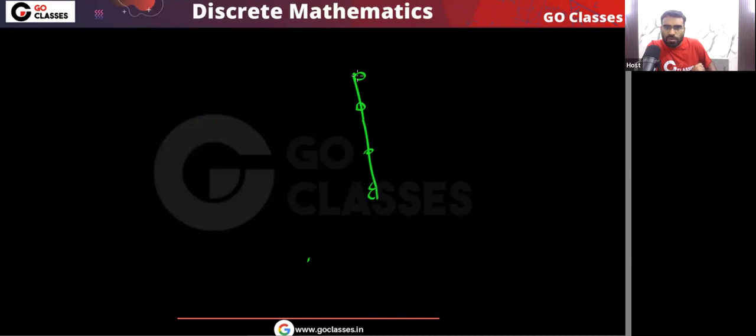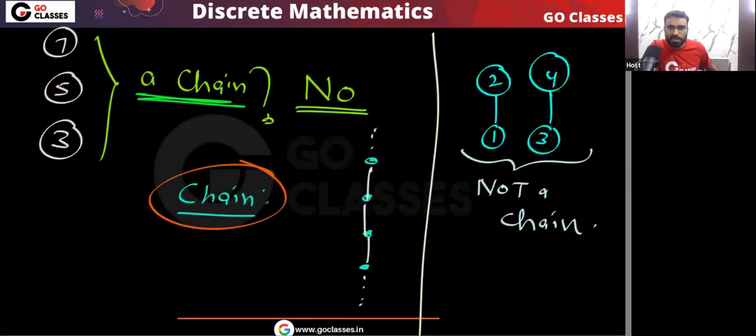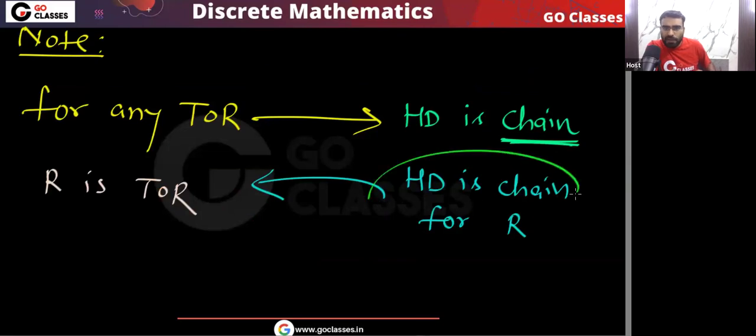If I give you a chain, can you notice every two elements are comparable? Because there is an upward path, this element will be related to this element. Yes or no? So if I give you a chain, then every two elements will be comparable. Is this clear? Please tell me. So very simple point: if the hash diagram is a chain, then the relation will be total order, and if the relation is total order, then the hash diagram is a chain.